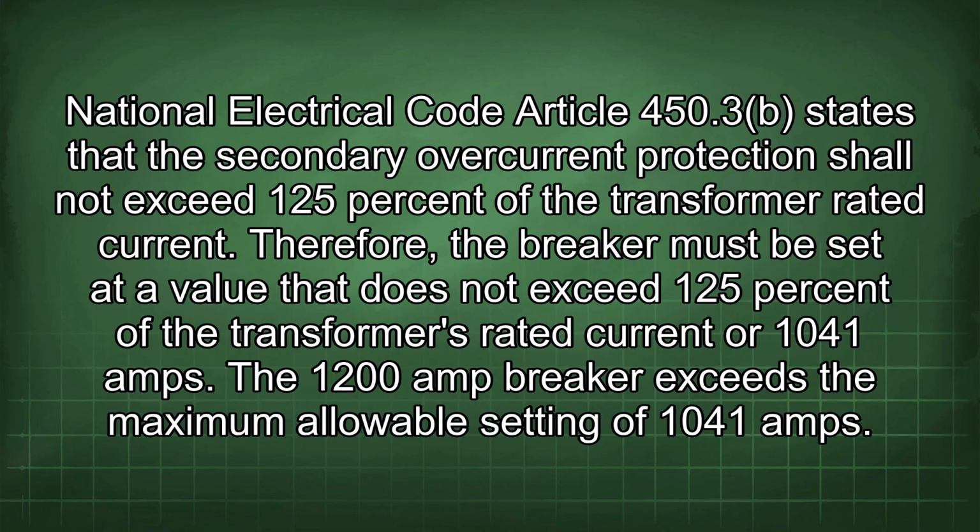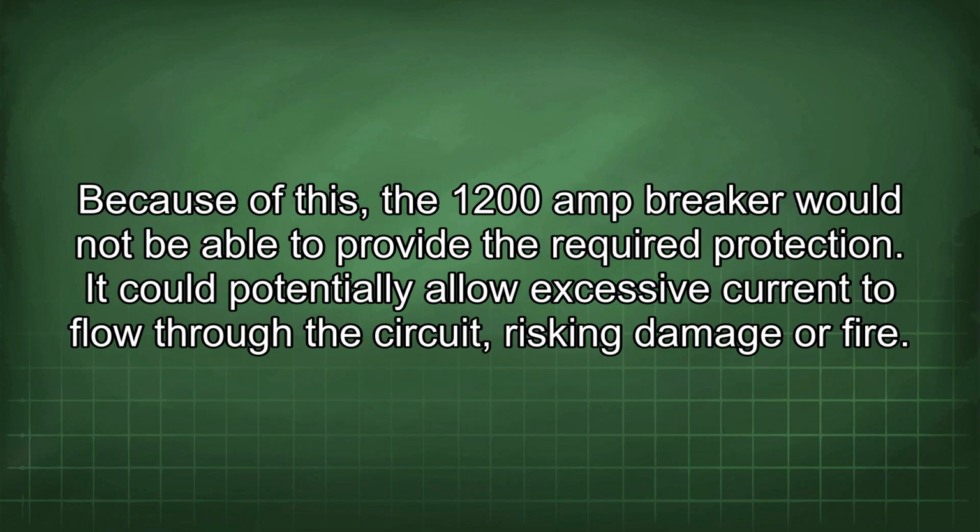National Electrical Code Article 450.3 states that the secondary overcurrent protection shall not exceed 125% of the transformer rated current. Therefore, the breaker must be set at a value that does not exceed 125% of the transformer's rated current, or 1041 amps. A 1200 amp breaker exceeds the maximum allowable setting of 1041 amps. Because of this, the 1200 amp breaker would not be able to provide the required protection. It could potentially allow excessive current to flow through the circuit, risking damage or fire.